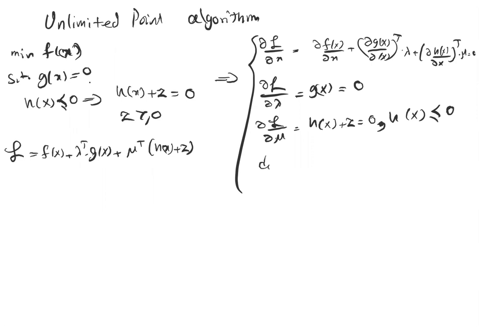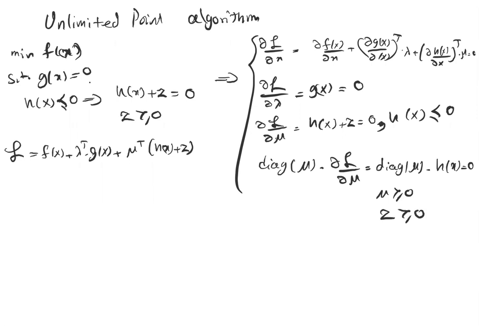And then diagonal mu, the derivative with respect to mu, which is going to be diagonal mu multiplied by h of x equals 0. Mu is greater than or equal to 0, and z is greater than or equal to 0. So here we also have minus diagonal mu z.